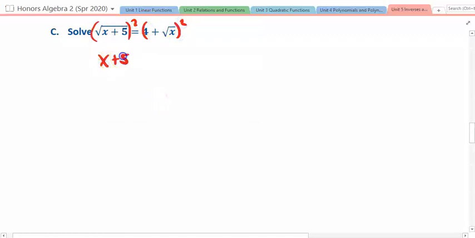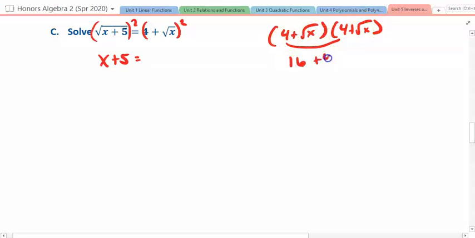And so we're going to get x plus 5 is equal to what? Now, you're probably tempted to just say 16 plus x, because you square the 4 and you square the square root of x and you get 16 plus x. But remember, that's a binomial, so we have to multiply it out. It's 4 plus the square root of x times 4 plus the square root of x. And so 4 times the 4 is 16. 4 times the square root of x is 4 root x plus 4 root x. And then square root of x times square root of x gives us just x. And so it's going to give us 16 plus 8 square root of x plus x. And so let's put that here.